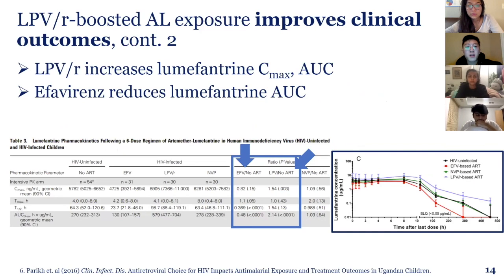Now, if we start looking at the lumefantrine PK, consistent with the previous study, we see that efavirenz lowers lumefantrine AUC, whereas lopinavir-ritonavir increases lumefantrine Cmax and AUC. Again, we're looking at lumefantrine concentration in the plasma, and we see that the light blue curve is extended above and for a longer duration than the black curve, which is the negative control, and then efavirenz is on the other side of that negative control.